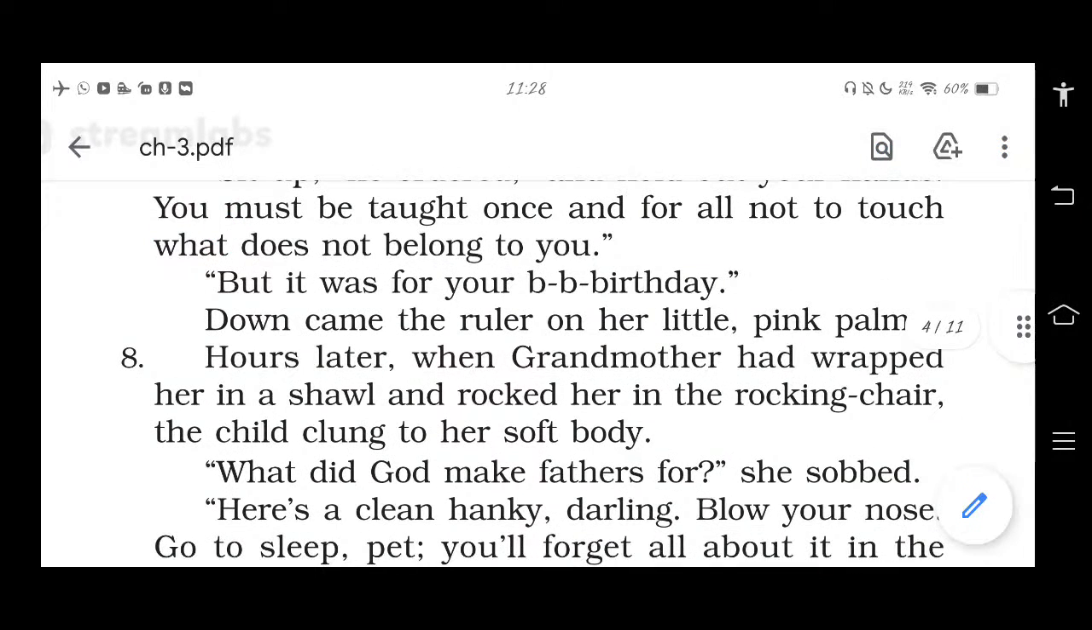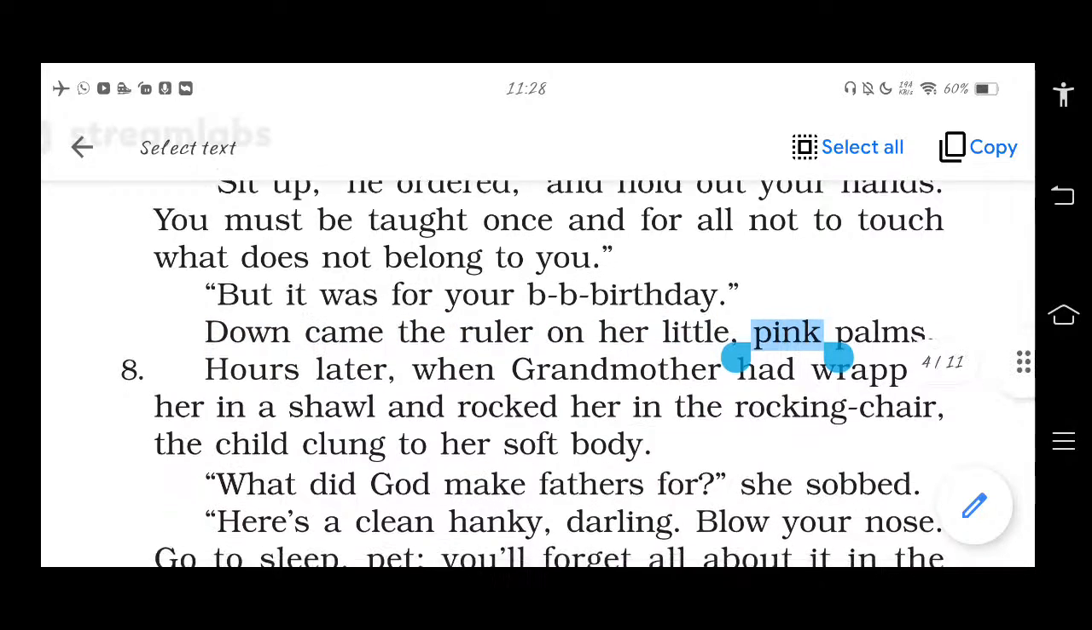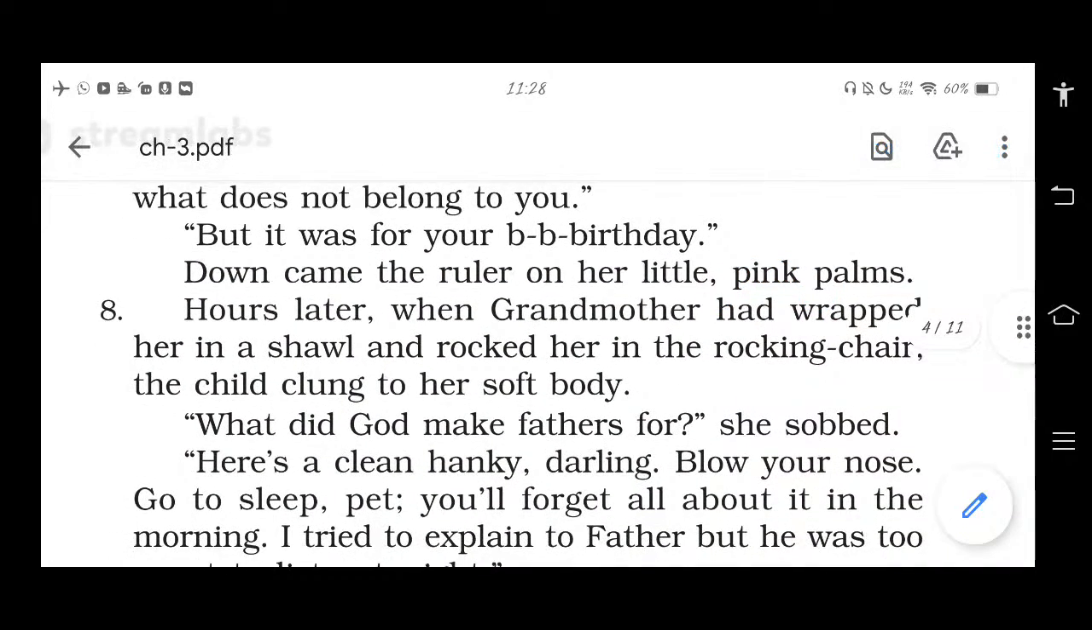Down came the roller on her little pink palms. Down came means he lowered the roller which he lifted to beat her. So hours later, some hours after.